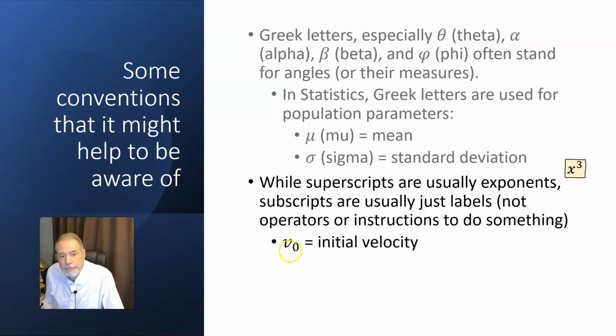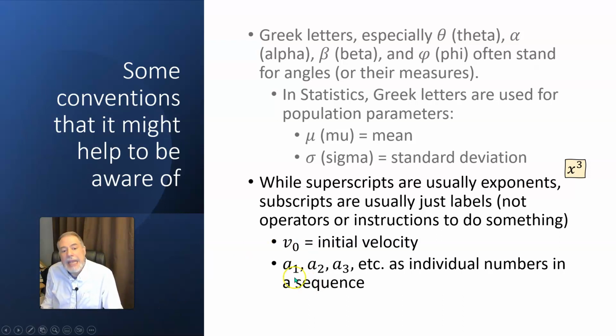Or we might use a sub 1, a sub 2, a sub 3, and so on to represent individual numbers in a sequence. If we have several numbers and we don't want to use separate letters for each one, this is A, this is B, this is C, and so on, we could call them A sub 1 and A sub 2 and A sub 3.